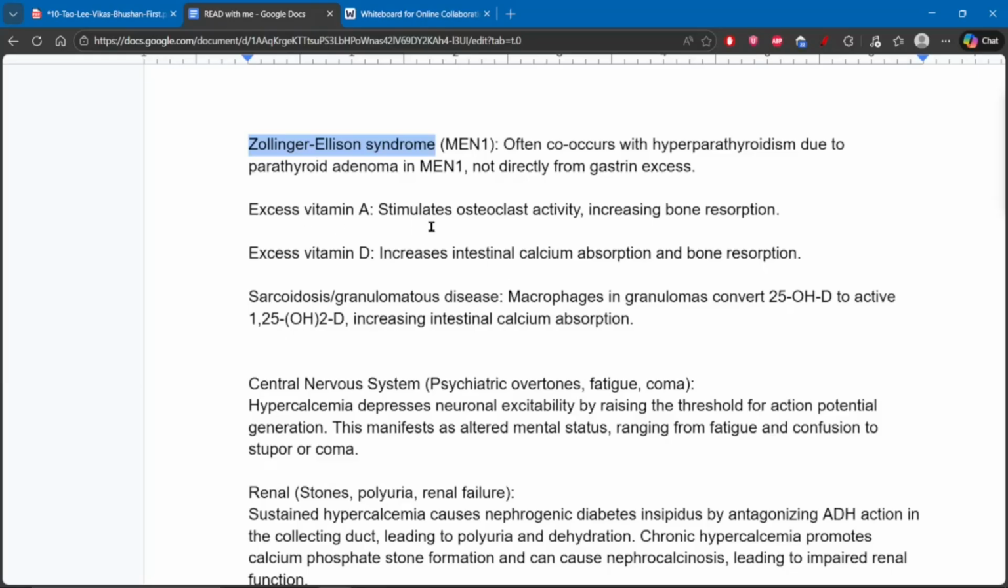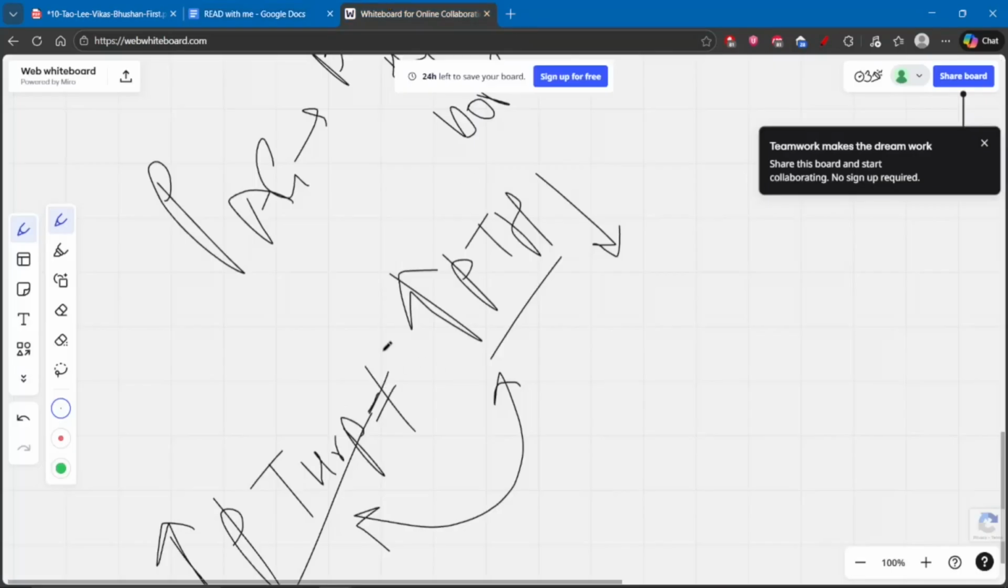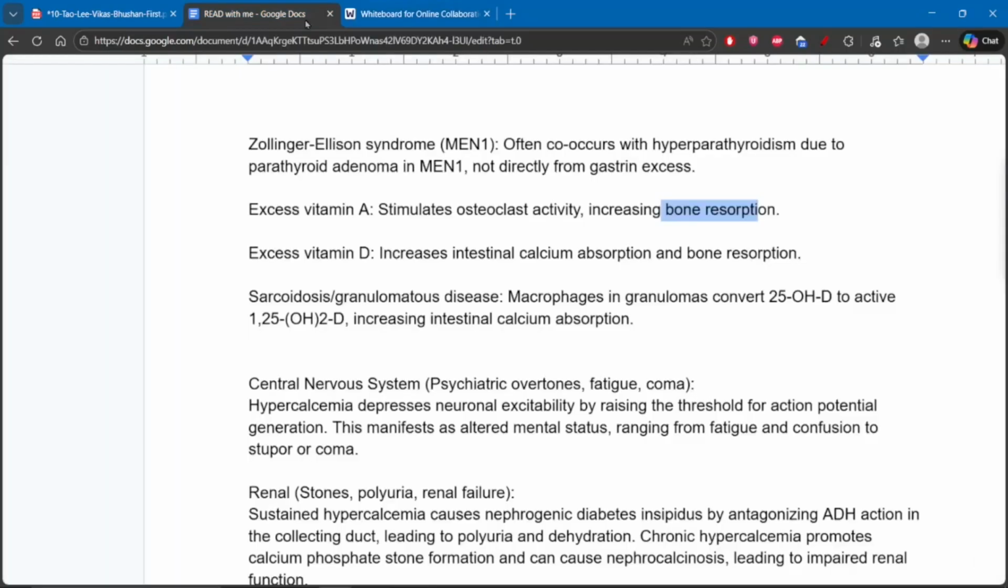Okay, so excess vitamin A stimulates the osteoclast activity and increases bone resorption. So osteoclasts, basically, break down bone. So they increase the osteoclast activity and then they increase bone resorption, leading to more release of calcium into the blood, causing hypercalcemia. Excess vitamin D, again, more calcitriol, which increases intestinal calcium absorption and bone resorption. And lastly, sarcoidosis or any granulomatous disease.